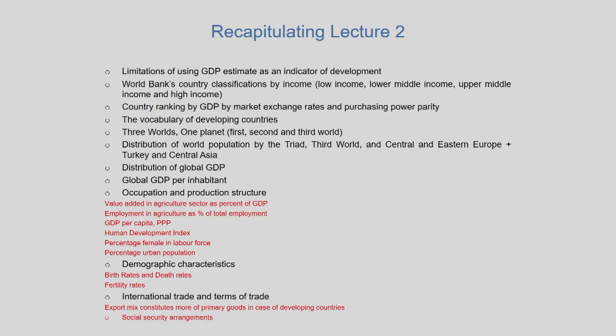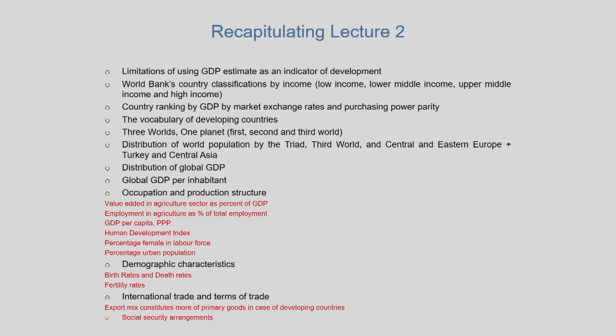In the last class, we first began looking at the limitations of using GDP estimate as an indicator of development. By now, we know that GDP is one of the most used indicators, representations of economic development. However, we discussed that there are at least 4 important limitations of using GDP estimate.